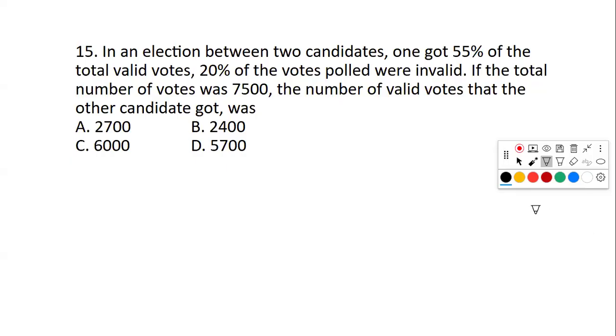Okay, so let's start this. You have to find out the number of valid votes that the other candidate got. In an election between two candidates, one got 55% of the total valid votes. 20% of the votes polled are invalid. So let's start with 100, and minus 20 is invalid votes. 80 is the valid votes.